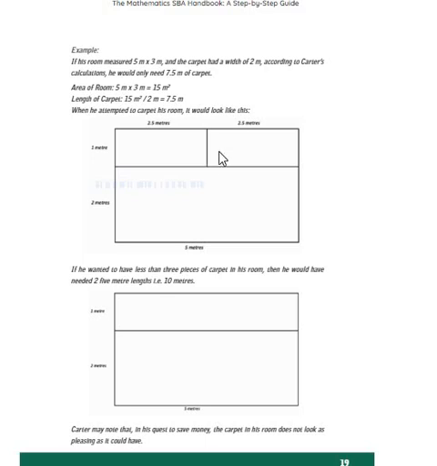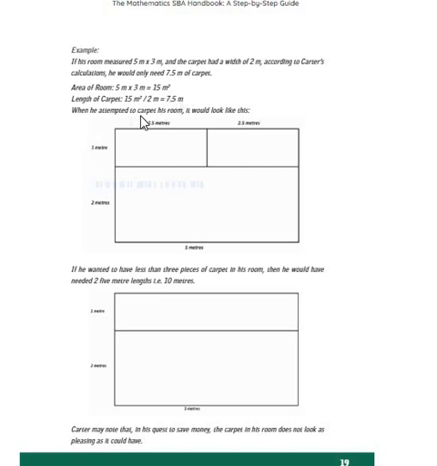And so let's look at the diagram. If his room measured 5 meters by 3 meters and the carpet had a width of 2 meters, according to Carter's calculation, he would only need 7.5 meters of carpet. So the area of the room is 5 meters by 3 meters, which gives an area of 5 × 3 = 15 meters squared. The length of carpet will therefore be the area of the room, 15 meters squared, divided by the width of the carpet. And so the length of the carpet needed will be 7.5 meters.